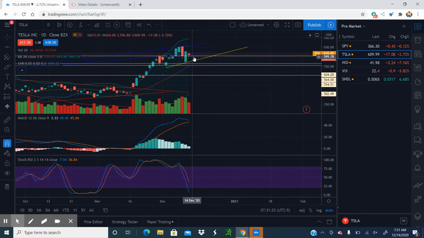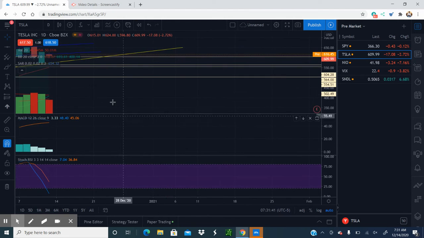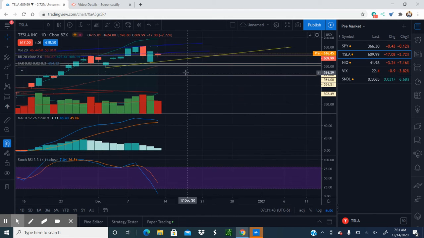Our low of the day, hang on, let's zoom in so we get a better idea. Our low of the day on Tesla. Wow, I don't think it'll get down that far. So I lowered it on Tesla. I'm saying 602. I'm thinking the $600 mark is going to be hard to break. So that's where we're at on Tesla.